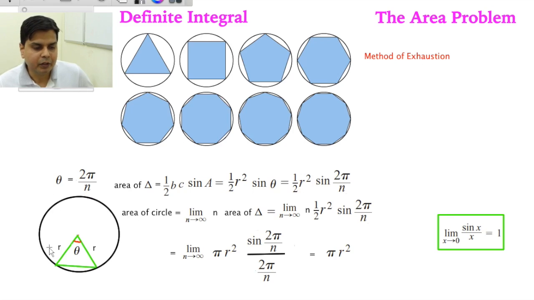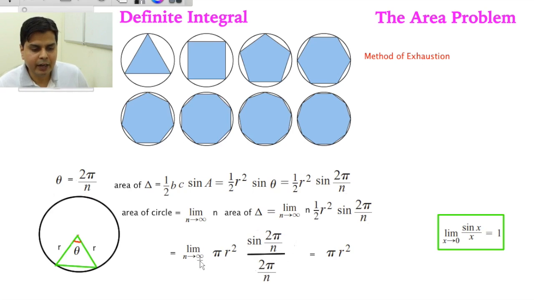Now the area of this circle will be n times the area of each triangle under the limit n tending to infinity, because when the number of sides of the polygon becomes very large, then ultimately this polygon will completely cover my circle. So the area of circle will be limit n tending to infinity, n times area of triangle. So this will be limit n tending to infinity, n times half r square sin 2 pi by n. Just rearrange this term, like put pi here, put a pi here, this 2 will come to here and this n will come here, so you get this thing.